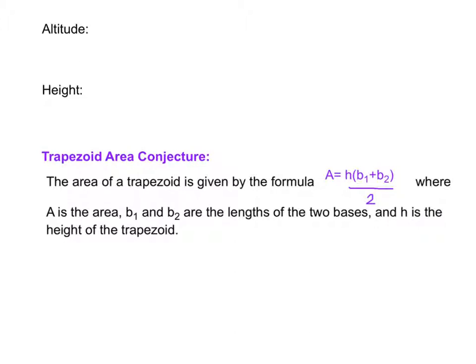So now we're going to talk about trapezoids. The altitude and height for a trapezoid are a little different than from rectangles and parallelograms. If we have our trapezoid, then the altitude is going to be a perpendicular segment that goes through both of the sides, and then the height is going to be the length of that segment.